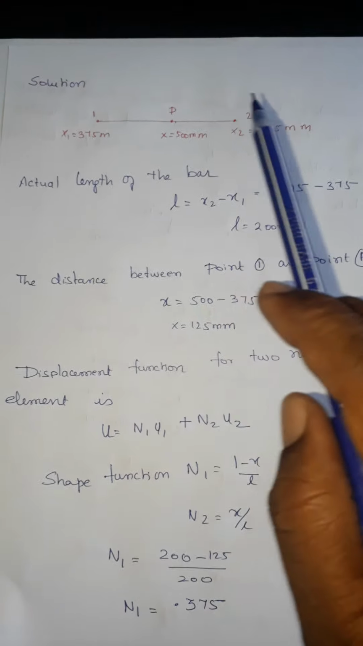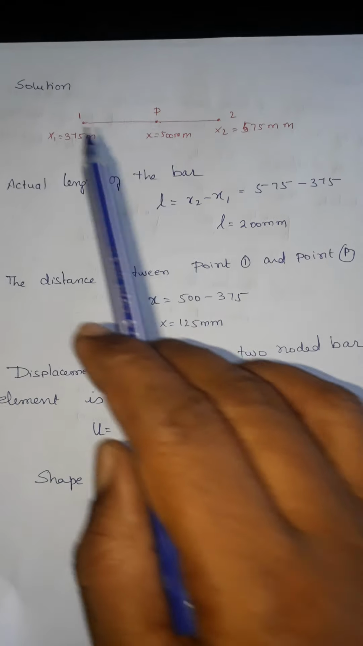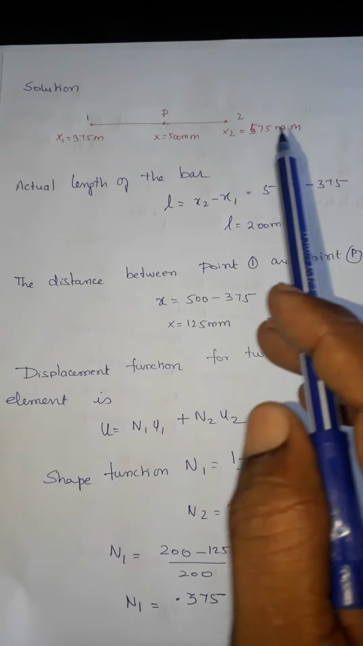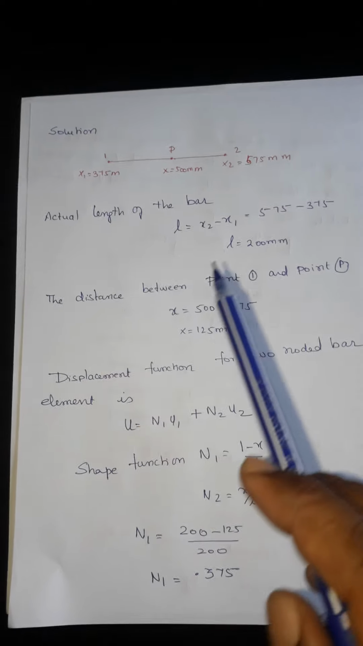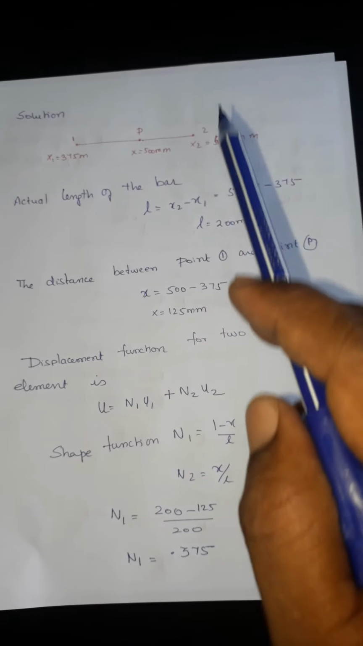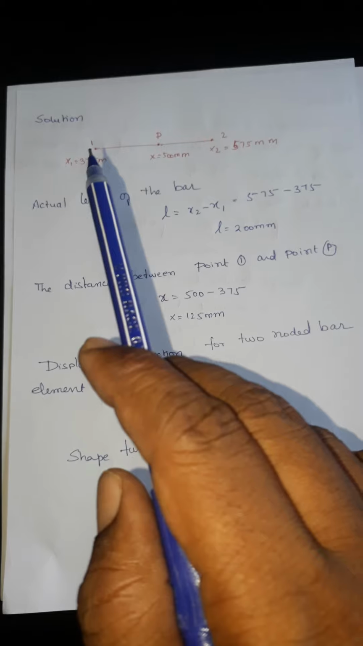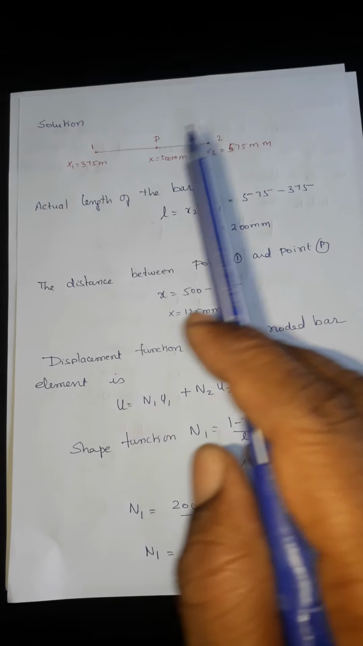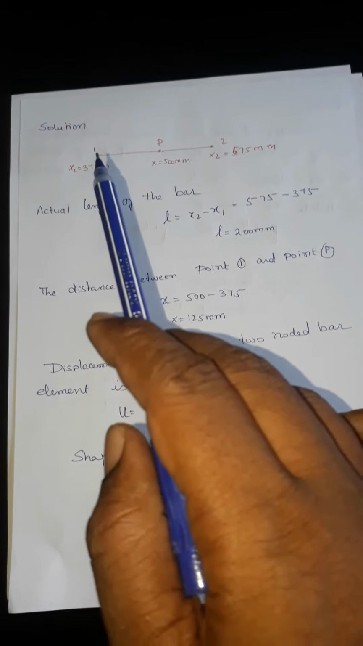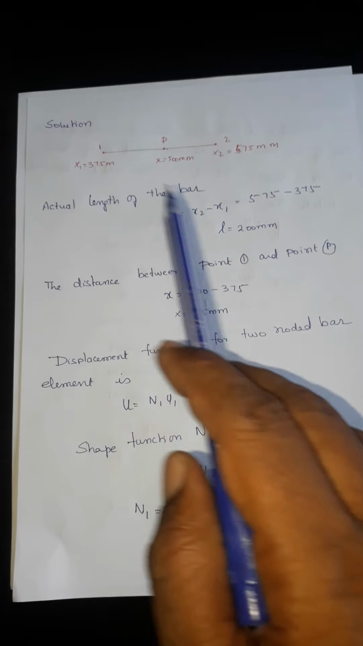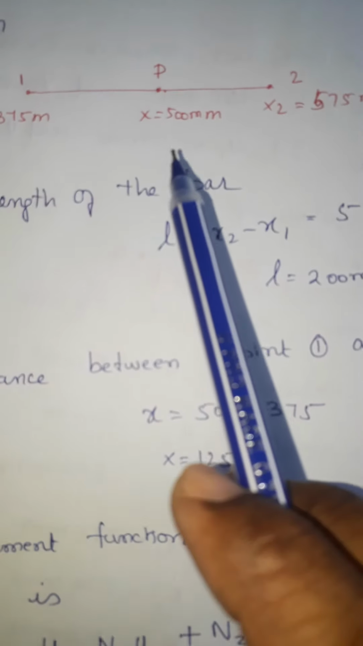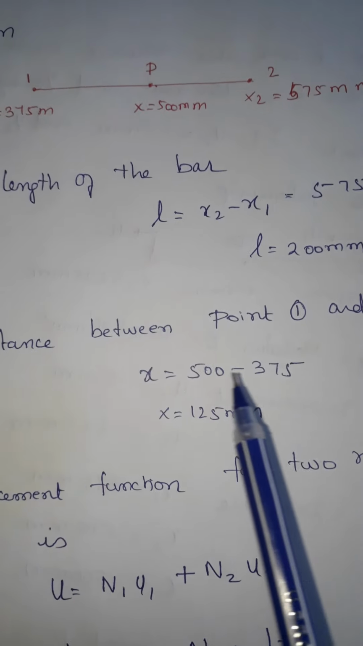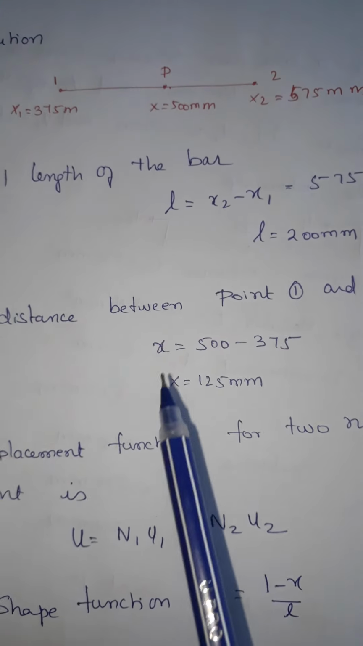First we will find the length of the bar. The length of the bar can be found by the difference of these coordinates. 575 minus 375 will give you 200. This is the whole length of the bar. In the same way, the distance from 1 to P is the difference of this coordinate and this coordinate, 500 mm. So 500 minus 375, that is x is equal to 125.